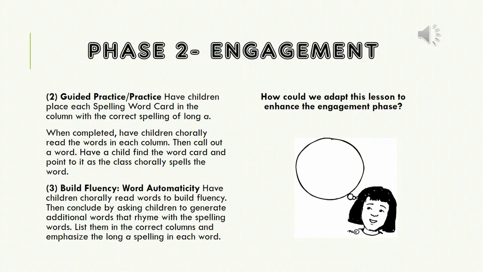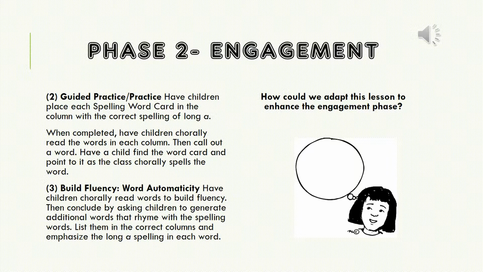Phase 2, engagement. Guided practice. Have the children place spelling word cards in the column with the correct spelling of long A. When completed, have the children chorally read the words in each column. Call out a word. Have a child find the word card and point to it as the class chorally spells the word. And to build fluency, have children chorally read words.